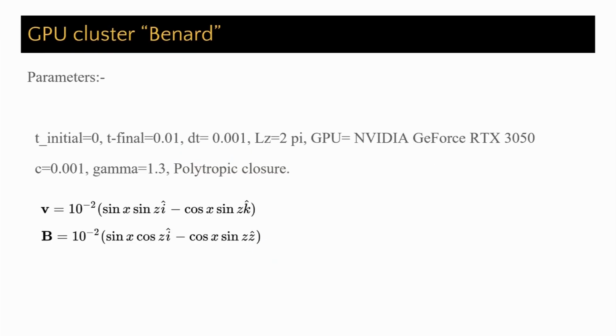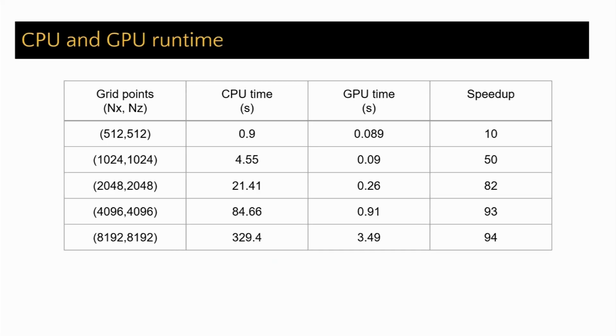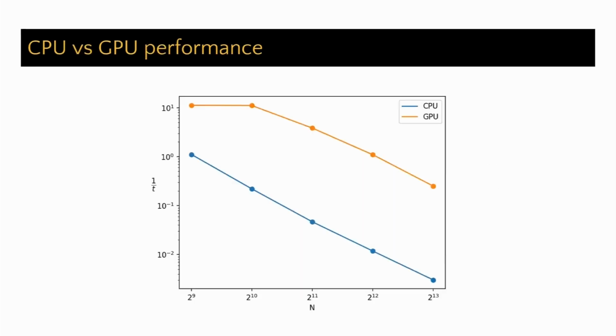Now we run the same code on the GPU cluster. We use the Bernard GPU, NVIDIA RTX 3050. We consider 10 iterations for the same initial conditions, and we can see the results. We can compare it with CPU times. As we can see, there's almost a 100 times speed up for larger grid sizes. And we have plotted n versus 1 by t in a log-log plot. And we can see that the GPU shows a significant speed up.